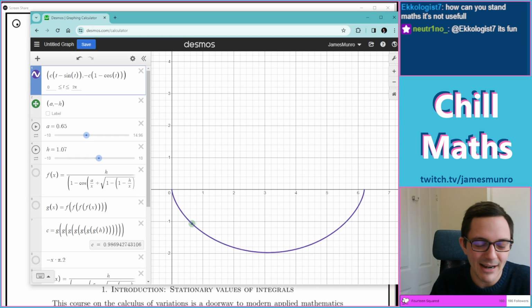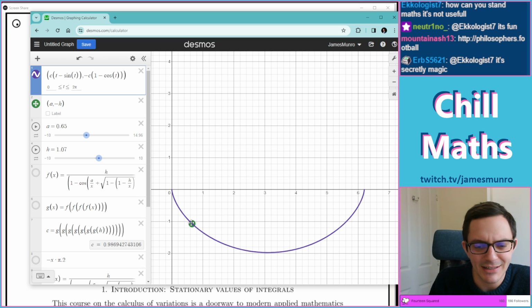Right, so let's carry on finding the fastest route between these 2 points in physical space using calculus of variations and actually good maths technique.